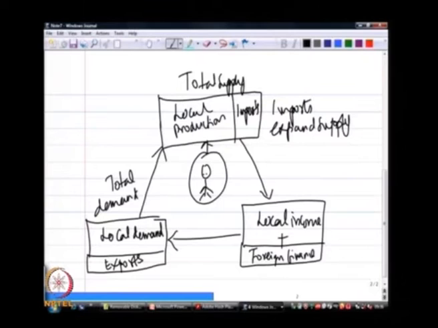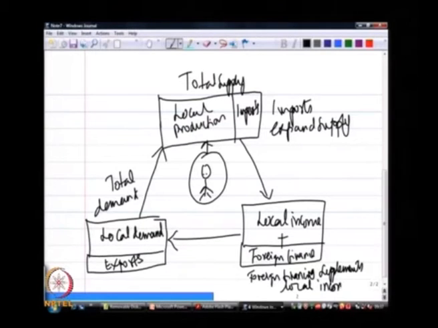So, now we understand that imports expand the total supply that is available, and then foreign financing supplements local income, so that you could finance additional expenditure, and then exports expand the demand, and when demand is expanded, the market for products also gets expanded. So, this takes the fundamental economic model into the next stage, where it is expanded to include imports and exports.